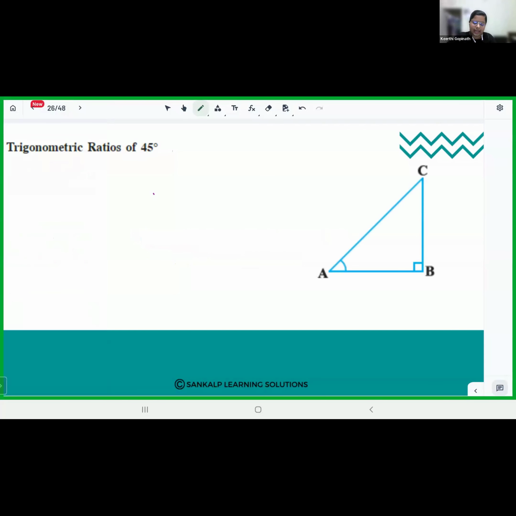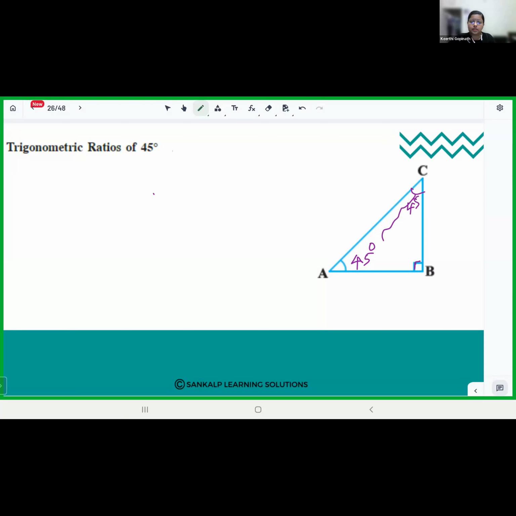Consider triangle ABC. One angle is 90 degree and let this angle be 45 degree. So angle A is equal to 45 degree. What can you say about angle C? Since this is 90 degree and the sum of angles in a triangle is 180 degree, the sum of these two angles will be 90 degree. So one is 45, which means this one will be 45 too. So angle C should also be 45.